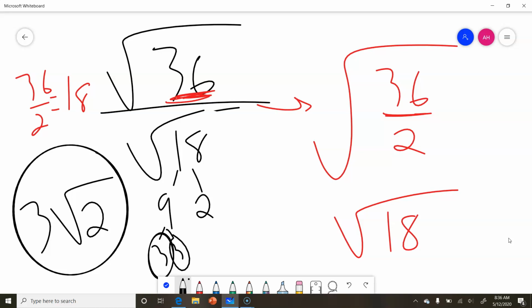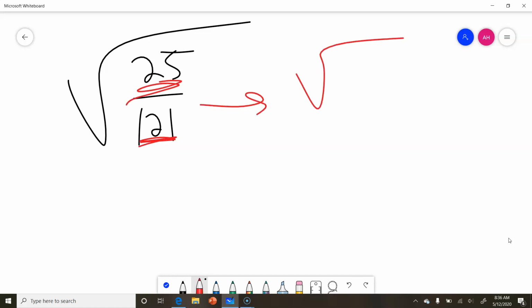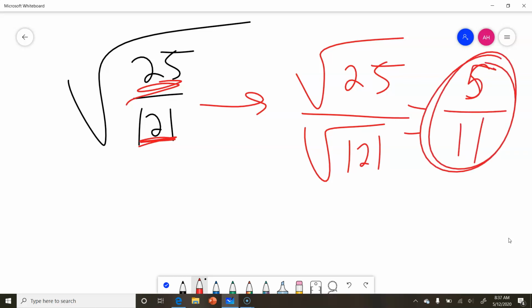Okay, now here's one that actually works out worse if I do it that way. If they give me the square root of 25 divided by 121, I say, wait a second, 25 is a perfect square and 121 is a perfect square. So I rewrite this as the square root of 25 over the square root of 121, which is 5 over 11. I've just gotten rid of my radicals. Okay, so that's some good review.